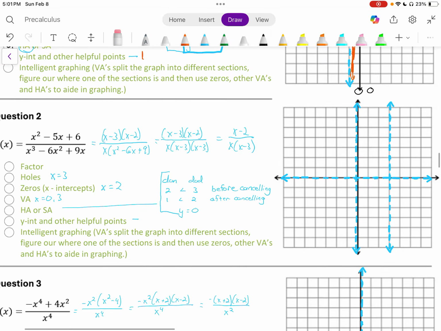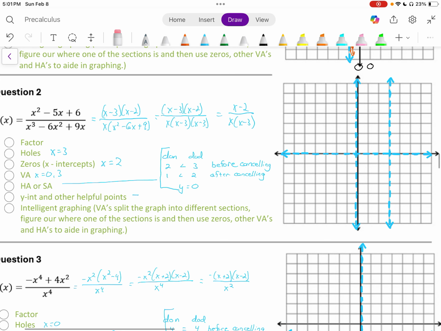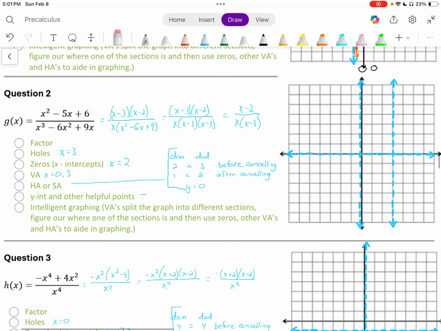All right, moving on to number 2. Once again, we need to factor first. It's not factored for us, so let's just work with the numerator. X squared minus 5x plus 6 is going to factor to x minus 3 times x minus 2. The denominator, there's an x in common, so we can factor out an x, and we're left with x squared minus 6x plus 9. And then we can factor this to x minus 3 times x minus 3. So it's factored. And then we look for holes.